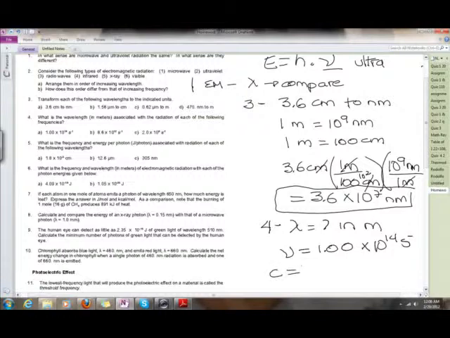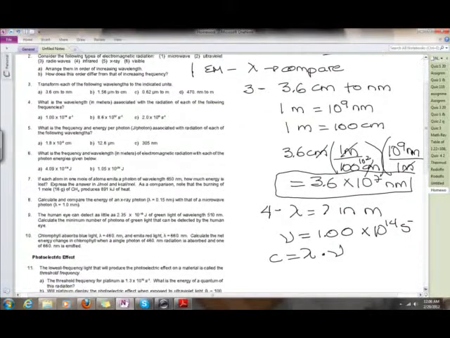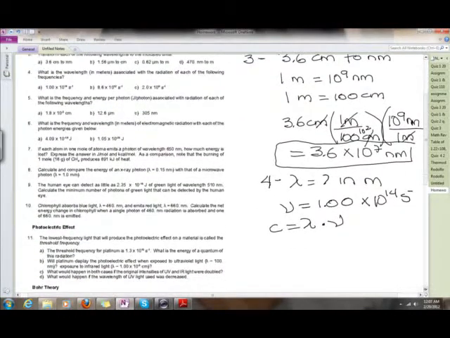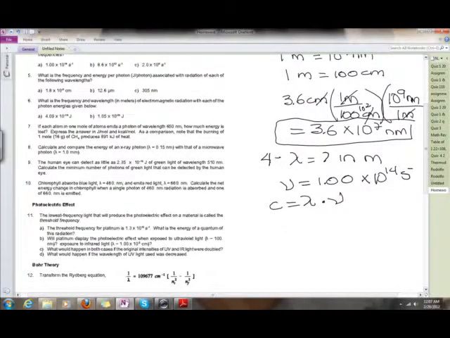You just have to use the formula: the speed of light is equal to the frequency multiplied by the wavelength. They're asking for the wavelength, so it would be the speed of light divided by the frequency given. And the speed of light you're going to use is 3 by 10 to the 8 meter per second. The frequency is given in second to the minus 1. So just plug it in. There's no conversion or anything else.